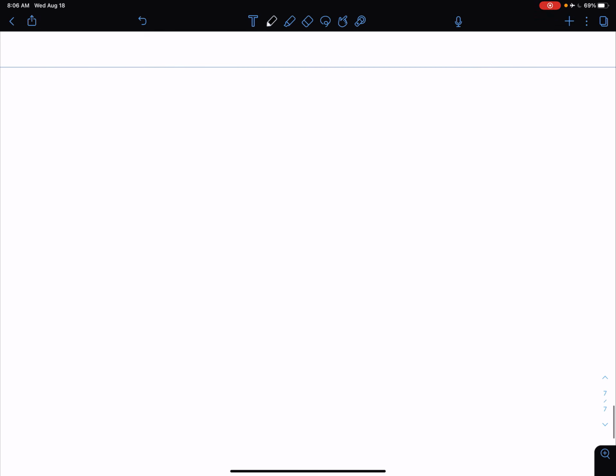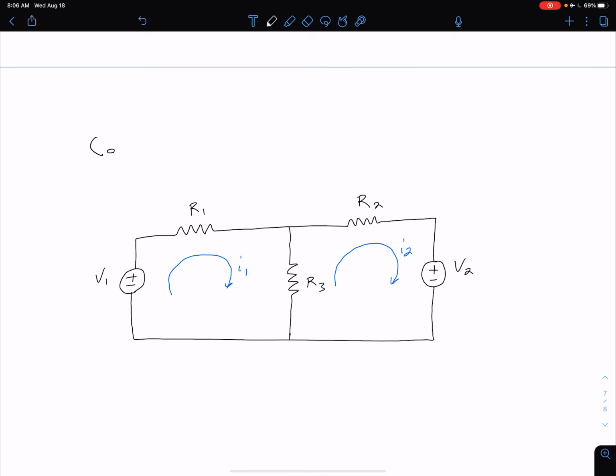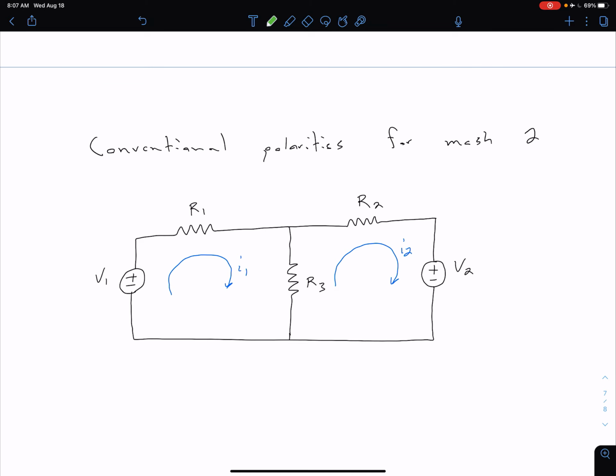Okay, so let's take a look at our mesh 2. So we've got this same circuit, of course, and let me just explicitly write here, we're going to use our conventional polarities for mesh 2 as well. And so, of course, mesh 2 is over here on the right. So let's go ahead and define some voltages the same way we did for mesh 1. So, of course, we see that our I2 is going through a voltage drop here if we define it like this, and let's call that VC.